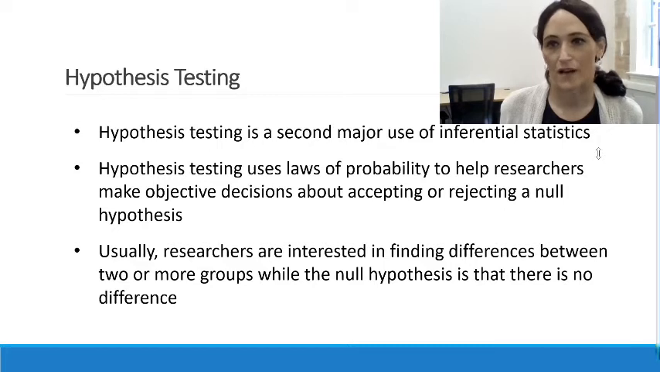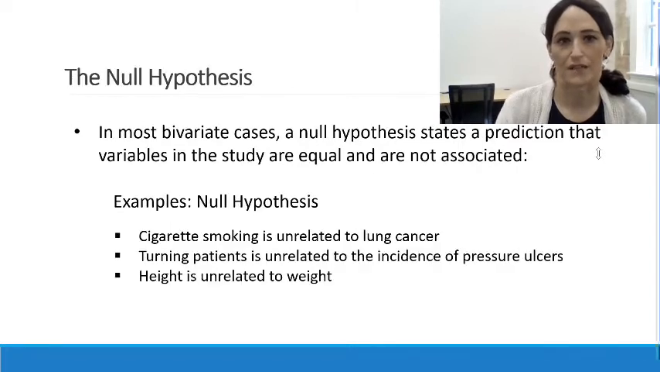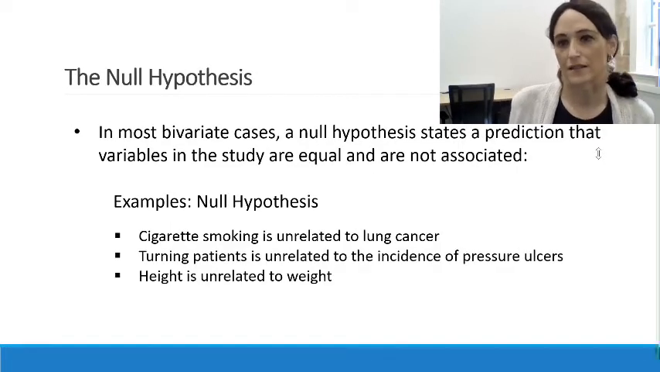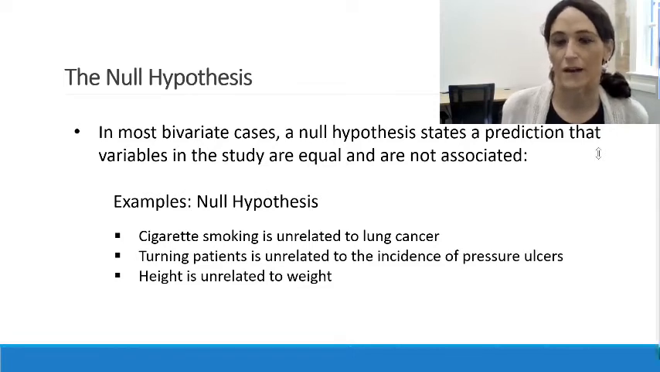Hypothesis testing uses the laws of probability to help researchers make objective decisions about accepting or rejecting a null hypothesis. We're going to talk about what the null hypothesis is momentarily. Usually, researchers are interested in finding differences between two or more groups, while the null hypothesis is that there's no difference. And we'll see why this kind of quirky logic is used. In most bivariate studies, the null hypothesis states that the variables in the study are equal and are not associated with one another.